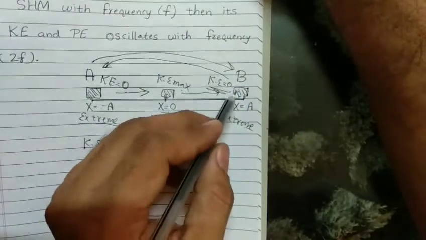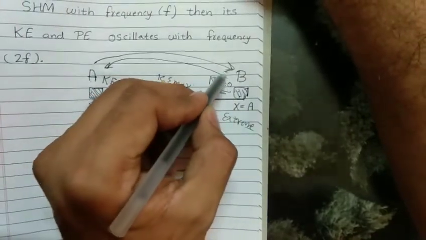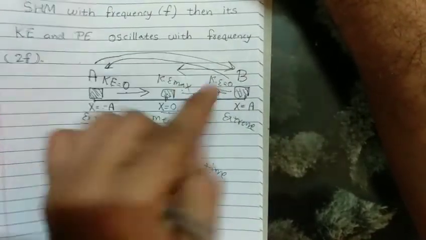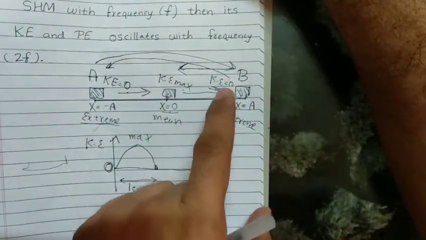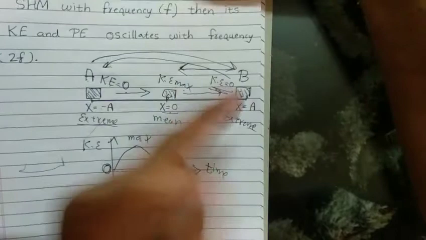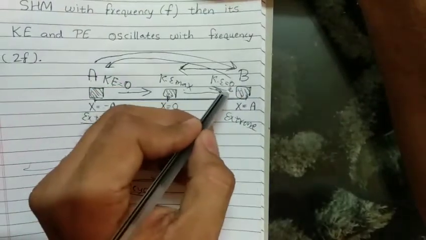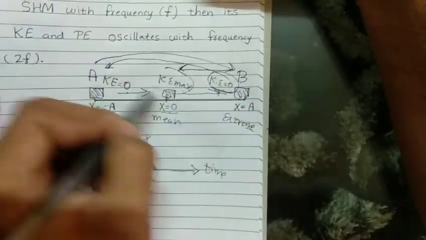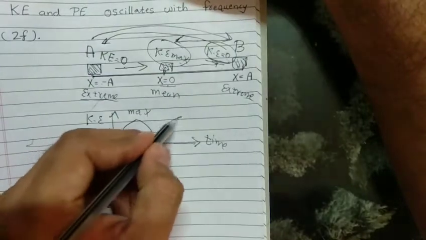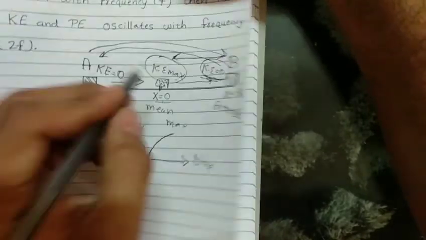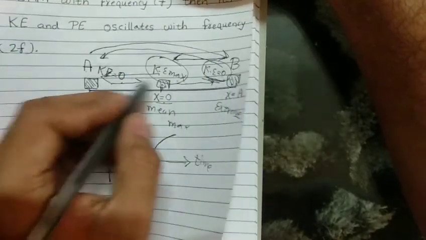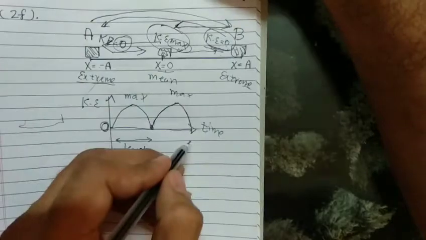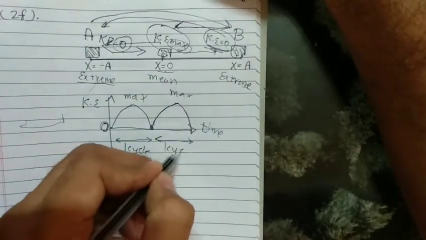Now, the body has reached the B place, right? From B, again the body will reach this side. So when the body comes back, the kinetic energy will change from 0 to max again, like this. And when finally the body reaches from here to here, again kinetic energy will change from max to 0 finally. So this is one more cycle.